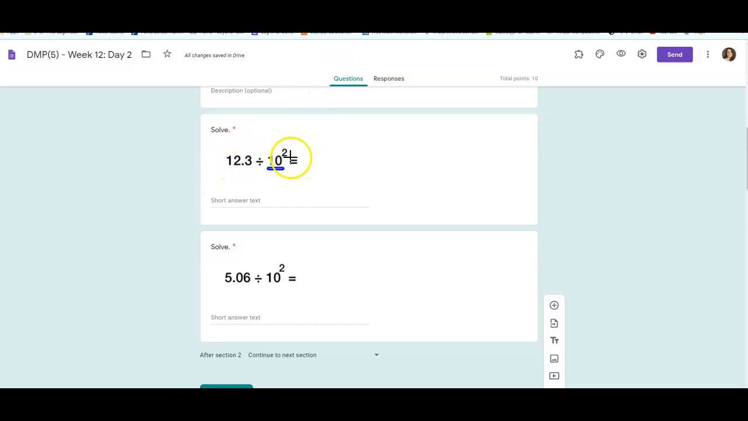So if I'm dividing by 10 squared, which is the same thing as 100, I'm going to move my decimal over 2 places to the left. And remember, I like to put my 0 in front of that number to help me remember that that is a decimal. The same applies here to 5 and 6/100ths divided by 10 squared.